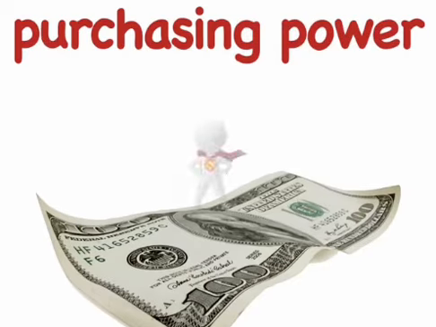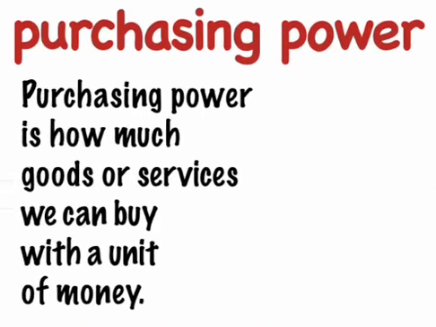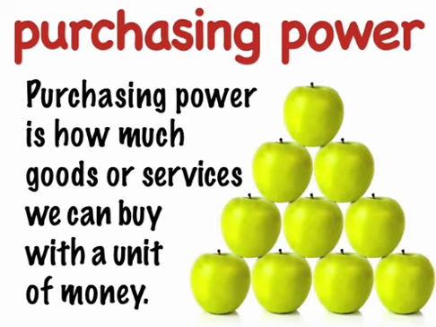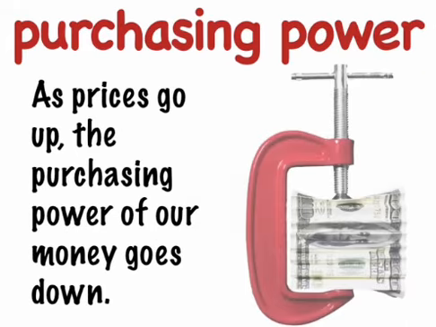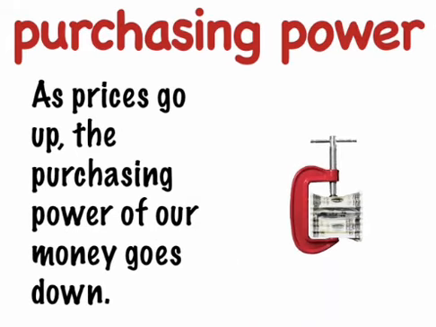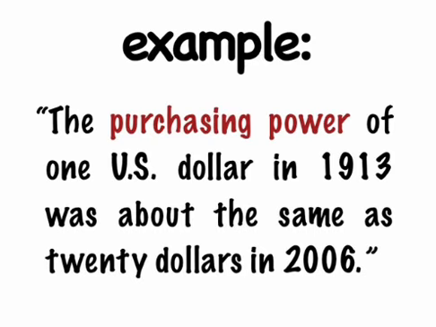Purchasing power. Purchasing power is how much goods or services we can buy with a unit of money. As prices go up, the purchasing power of our money goes down. The purchasing power of $1 in 1913 was about the same as $20 in 2006.